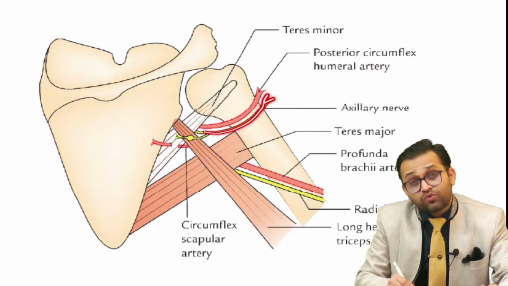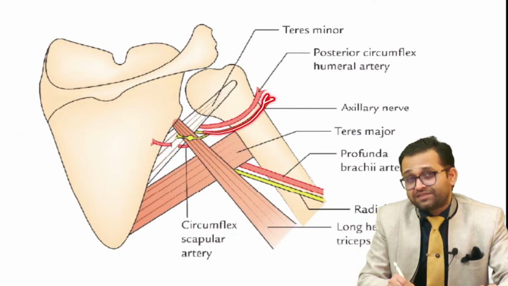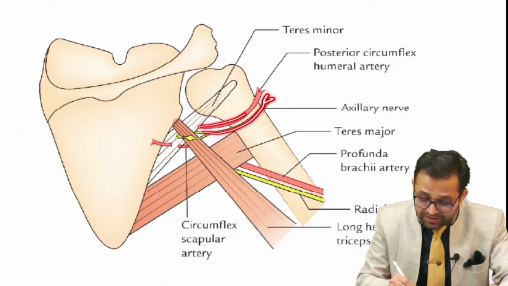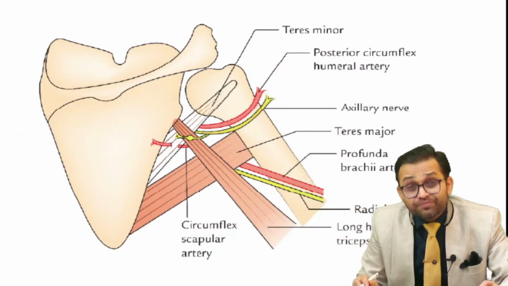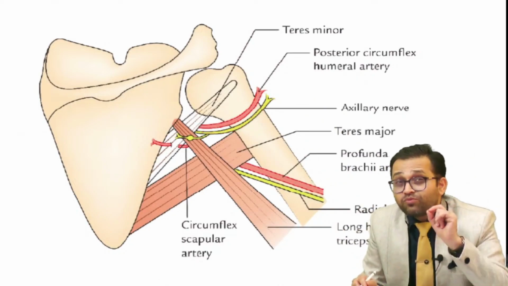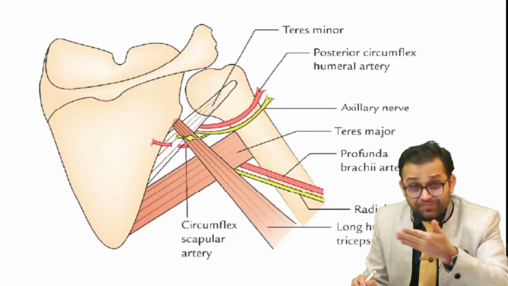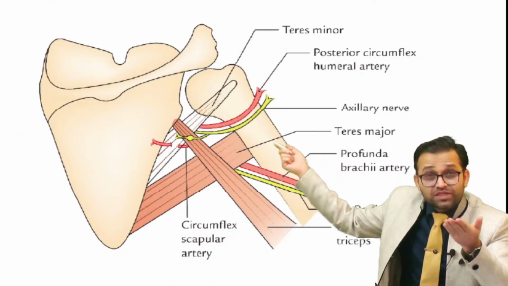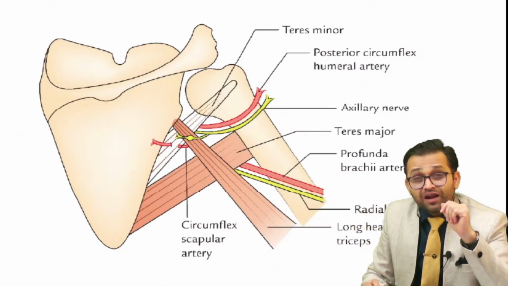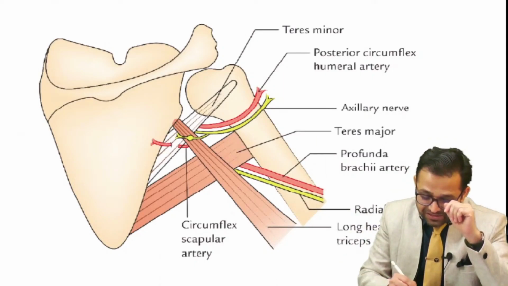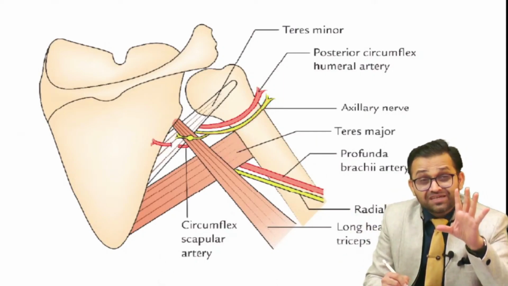our axillary nerve. Okay sir, along with the axillary nerve there is one artery. Yes, this artery comes from behind and winds around the surgical neck of the humerus. What will be the name? Sir, it is posterior, behind, going around, that's circumflex. Related to the humerus, that's humeral artery. Sir, this is the posterior circumflex humeral artery, and the surgical neck of the humerus is related with the axillary nerve.